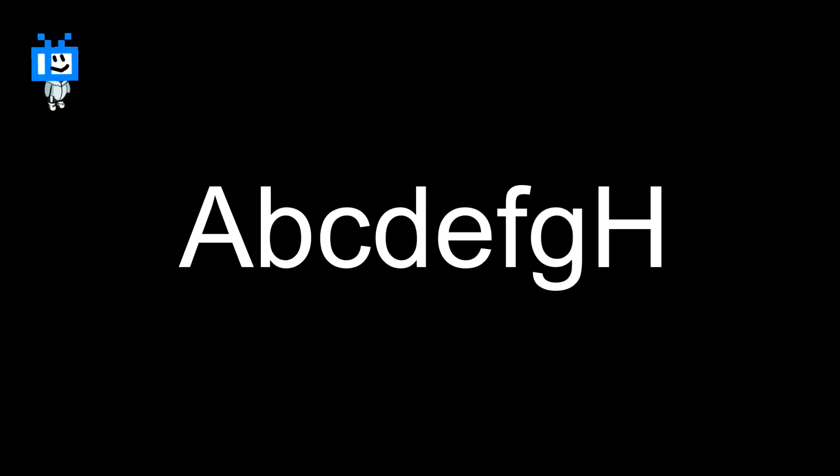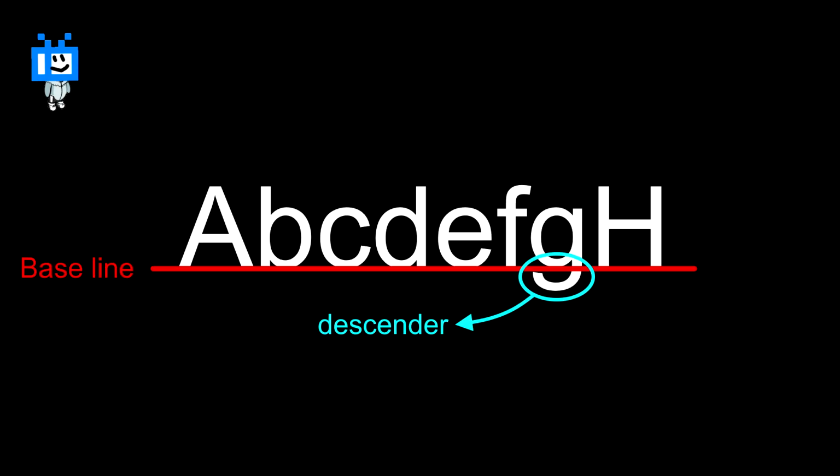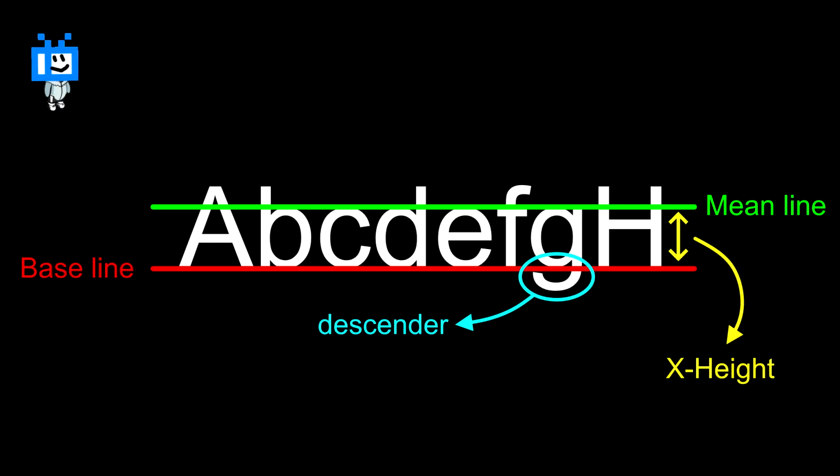Now I don't think I'm the best font designer in the world, so I'm gonna keep this part short. In fonts you're gonna find some of these lines. The baseline is the bottom point of characters without lower extensions or descenders. The mean line is generally the height of lowercase letters. The distance between the baseline and the mean line is also called the X height. The last important one is the top line or the cap line, which is the top of uppercase letters.